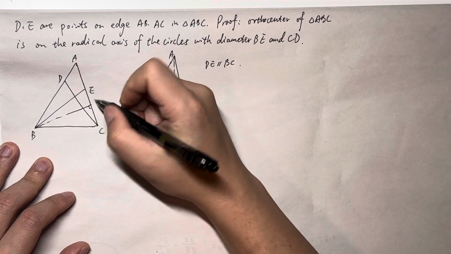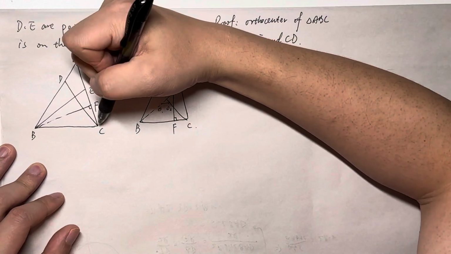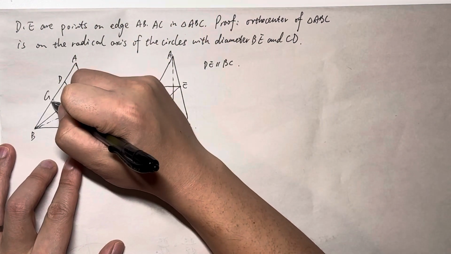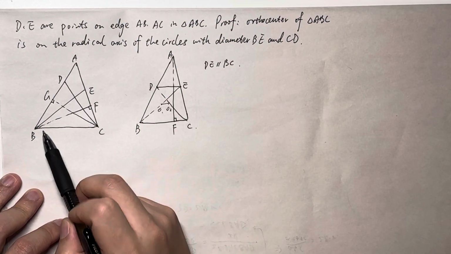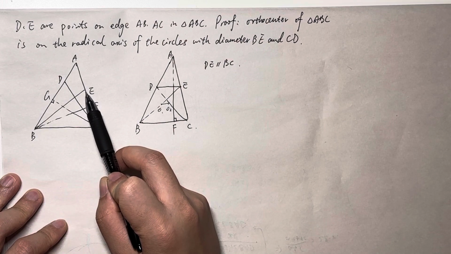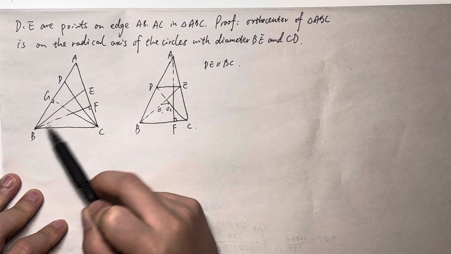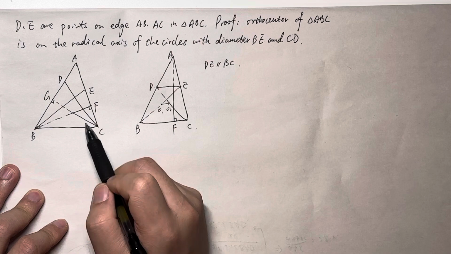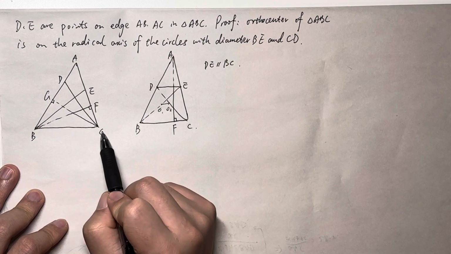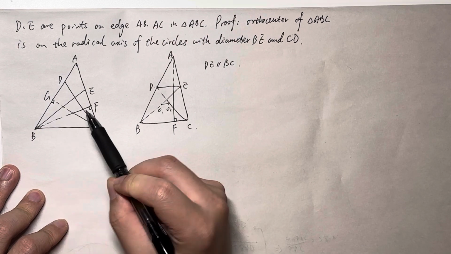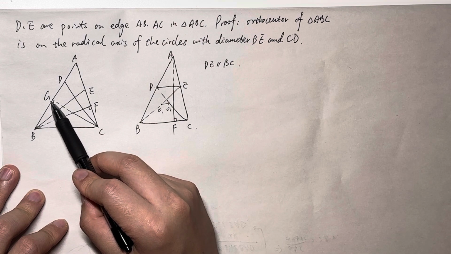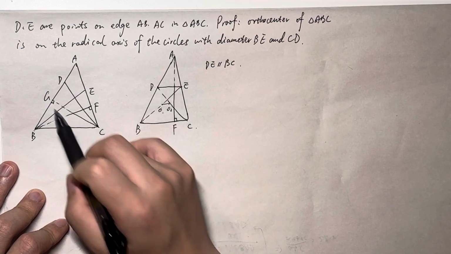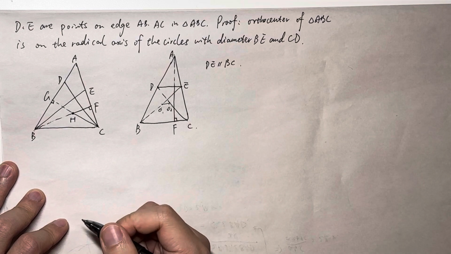So let's call it BF, and we can draw the altitude from C to edge AB. Let's call it CG. Because angle BFE is 90 degrees, that means F is on the circle with BE diameter, right? And also because angle CGD is 90 degrees, that means G is on the circle with CD diameter. And we know that the intersection point of BF and CG is the orthocenter H, right?